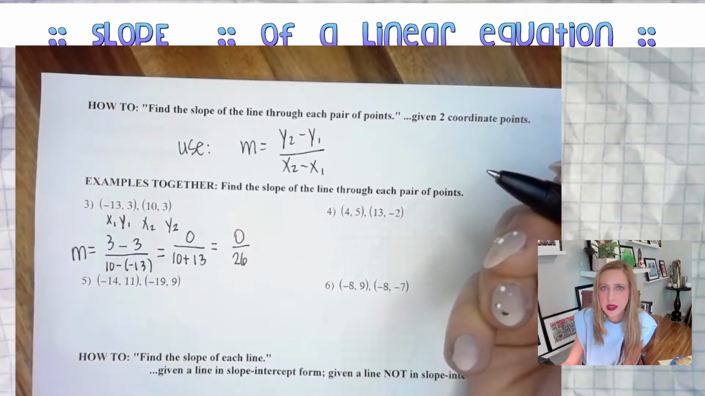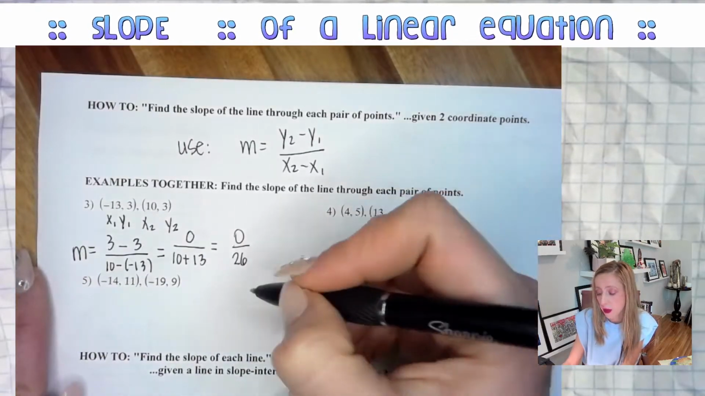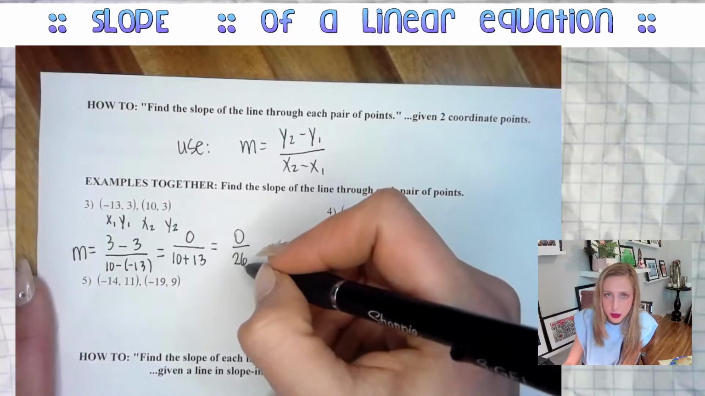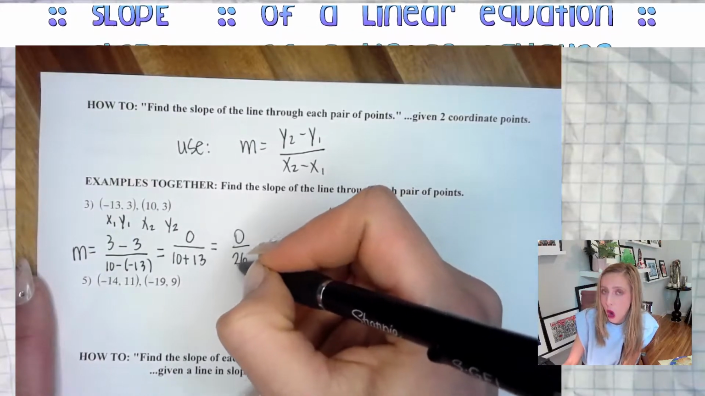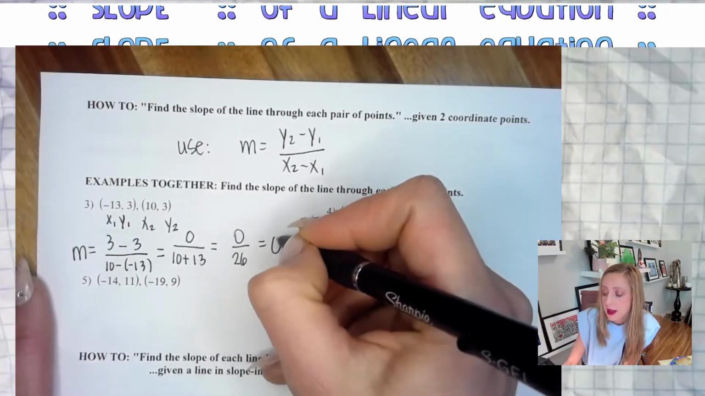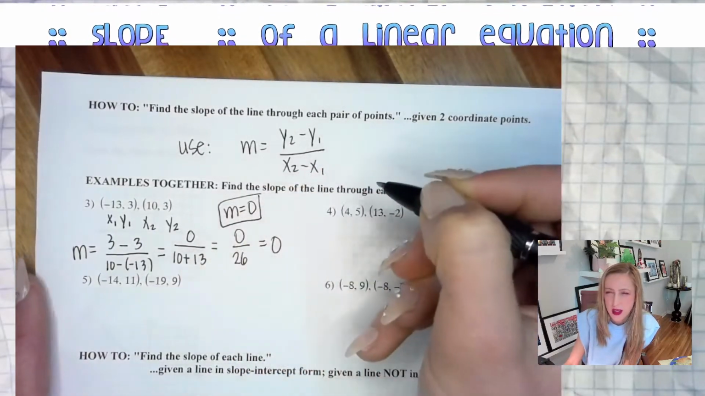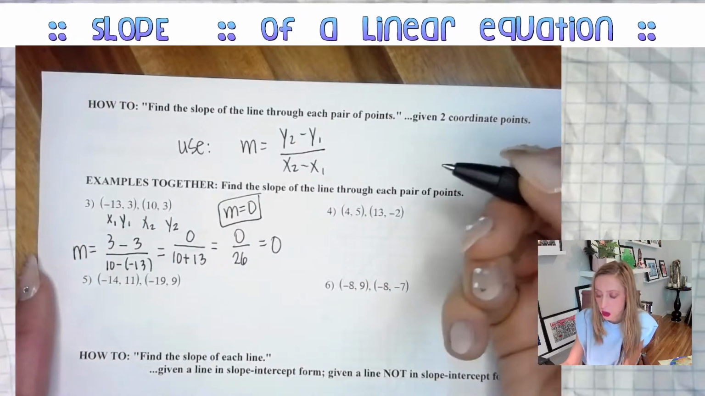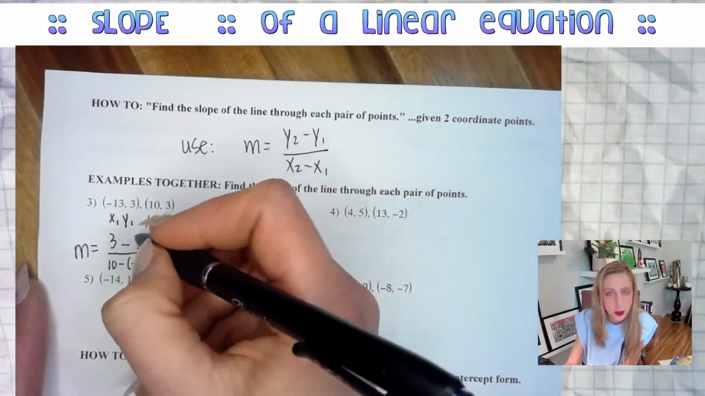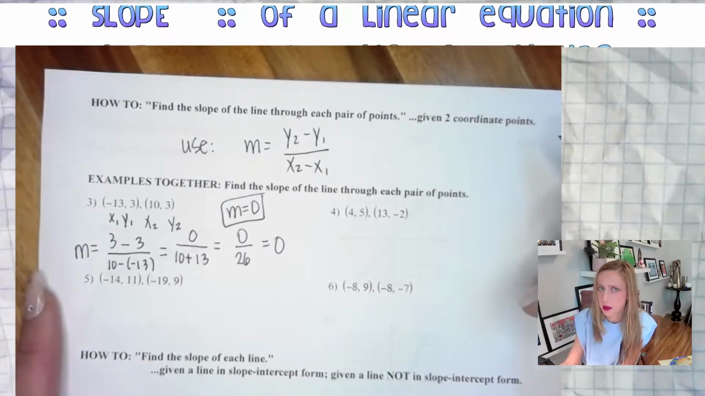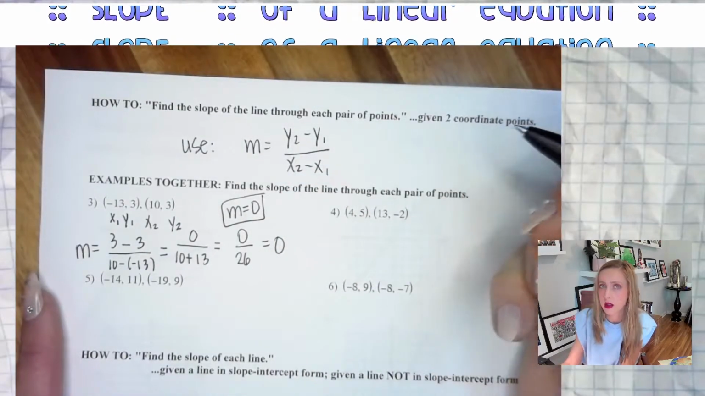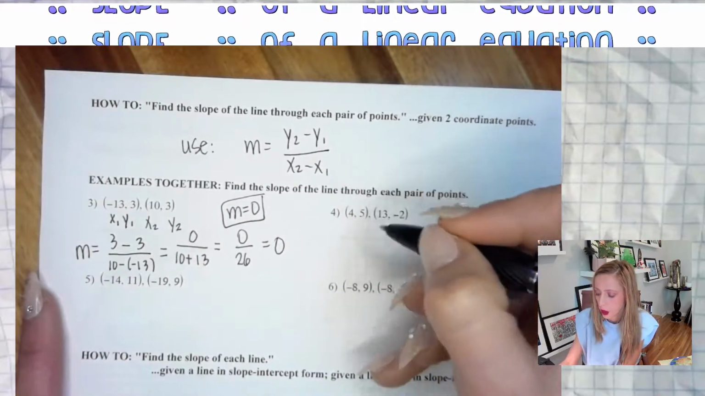Now, I know for the example on the previous page, I used 0 over 1, but 0 over 26 is the same thing. This is okay. It equals 0. So m equals 0. It's a horizontal line. If you're not sure if that makes sense, plot the points and see: if I connect these dots, does it make a slope of 0? Does it make a horizontal line? And go from there.